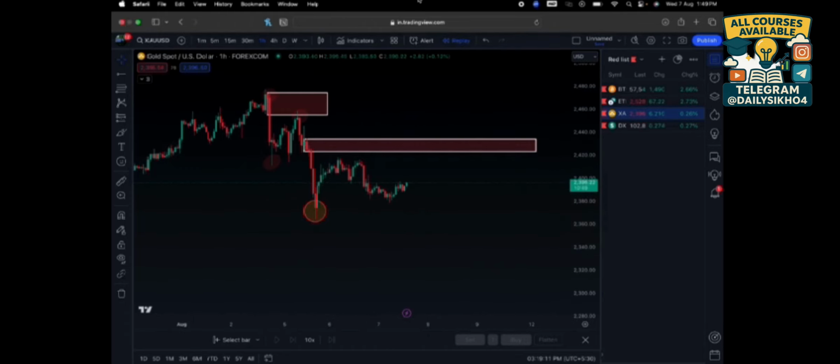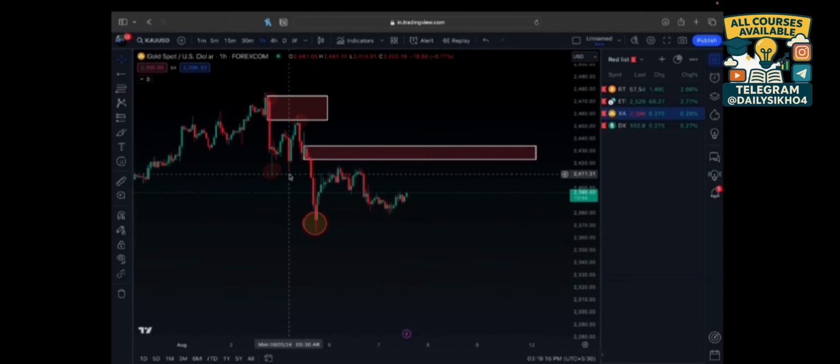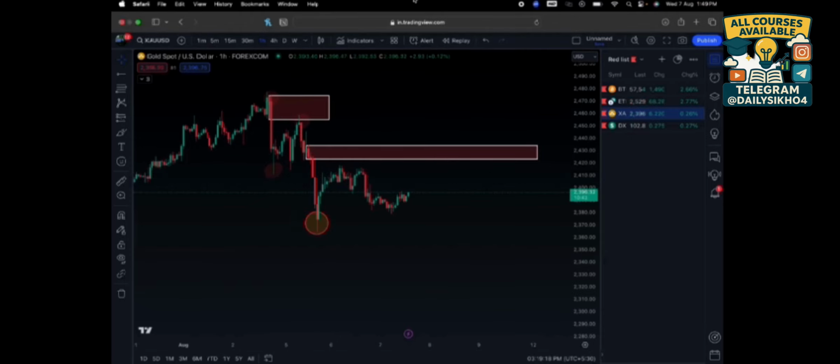So ladies and gentlemen, that was a little bit of my analysis on the side, just to justify why today's trade was a low probability trade. I hope it helps. All the best.